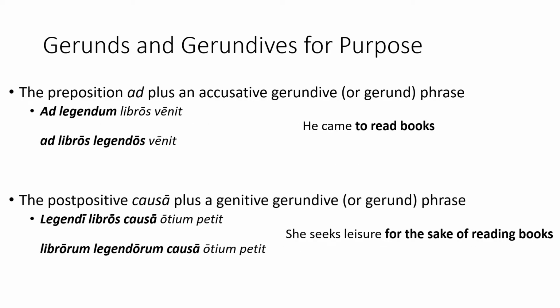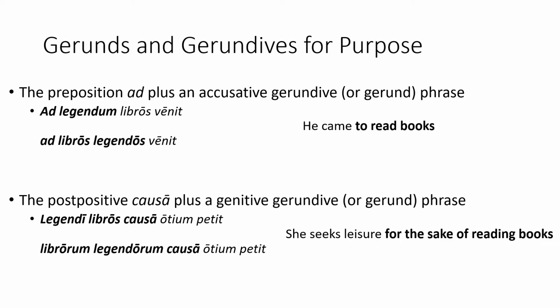Finally, gerunds and gerundives are often used to denote purpose in 2 different ways. The first is the accusative with the preposition ad. We saw this already, but here is another example. Both ad legendum libros venit and ad libros legendos venit translate as he came to read books. The first one uses the accusative gerund with the direct object libros, while the second one is the preferred noun gerundive phrase in the accusative plural.